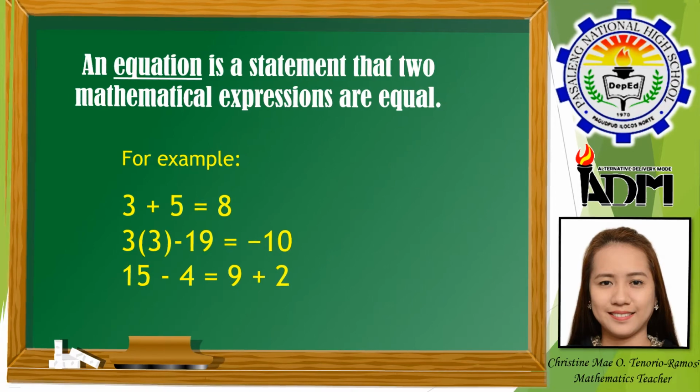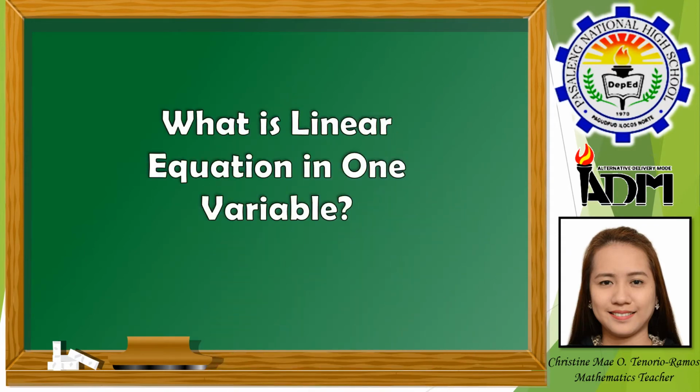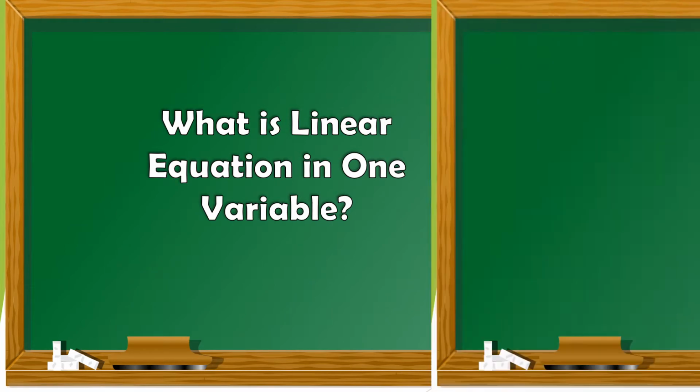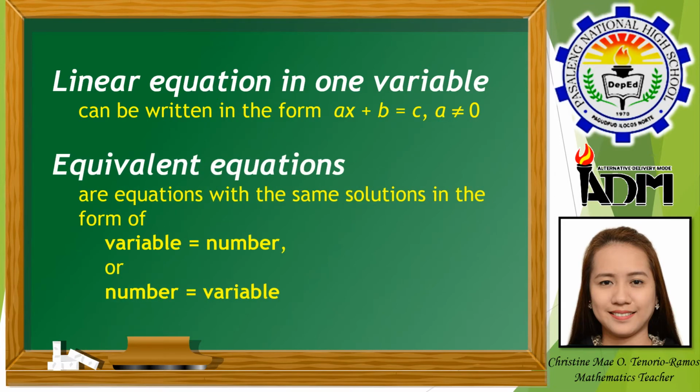Next, what is linear equation in one variable? A linear equation in one variable can be written in the form ax plus b is equal to c, where a is not equal to 0. Equivalent equations are equations with the same solutions in the form of variable equals number or number equals variable.